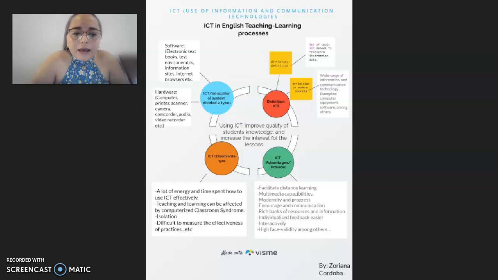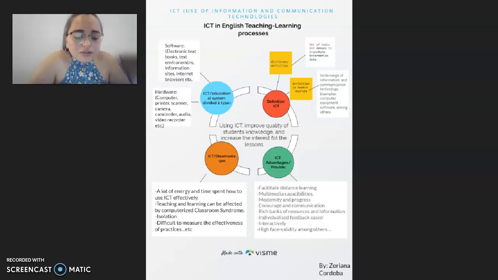Then, according to the readings, we can find two definitions. The first one is a dictionary definition. In this definition, ICT is a set of tools and methods to transform information data. Then we have the second one, that is a modern definition. Here, ICT is a wide range of information and communication technology.